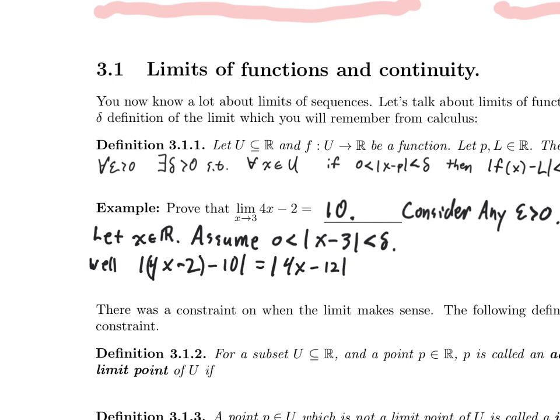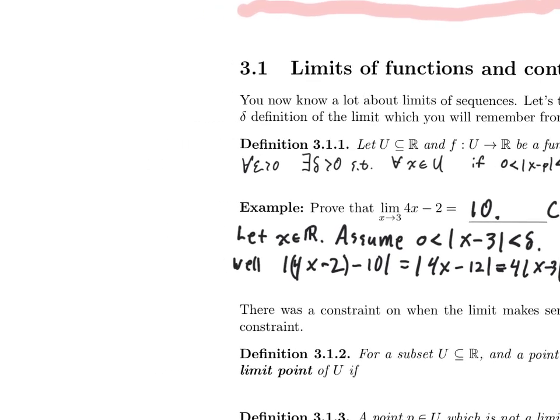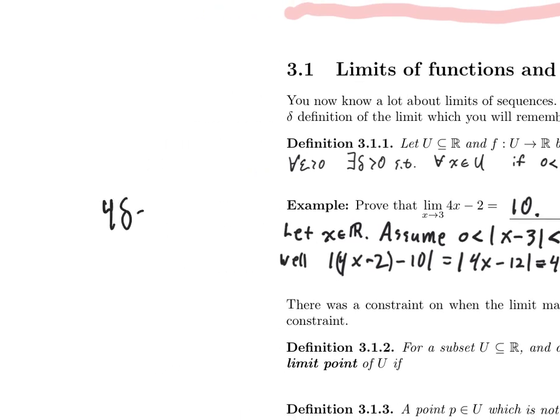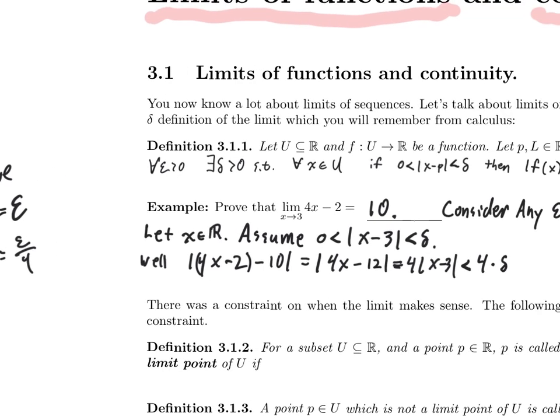And, well, you see how to do that. It looks like I need to factor out a 4. Equals 4 times absolute x minus 3. So that means this thing is less than 4 times delta, because absolute value of x minus 3 is less than delta. I want that to be epsilon. Do you think I could take that off to the side and figure out what delta results in 4 times delta equal to epsilon? Yeah, of course you can. Now I know what choice of delta to use.